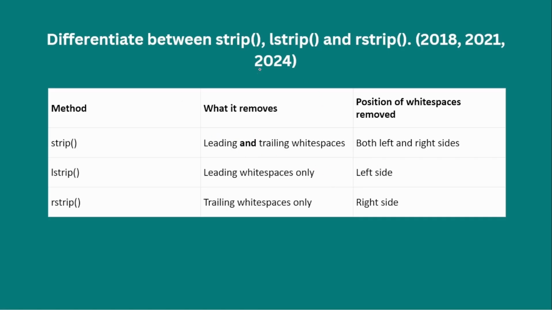So next is differentiate between strip, lstrip and rstrip. Okay, so this has been asked multiple times. Strip removes leading and trailing white spaces, so the position of white spaces removed is both left and right sides. Okay, lstrip removes leading white spaces only, the spaces present on the left side, so the position of white space removed is the left side. Rstrip removes trailing white spaces only, so the position of white spaces removed is the right side. Fine.